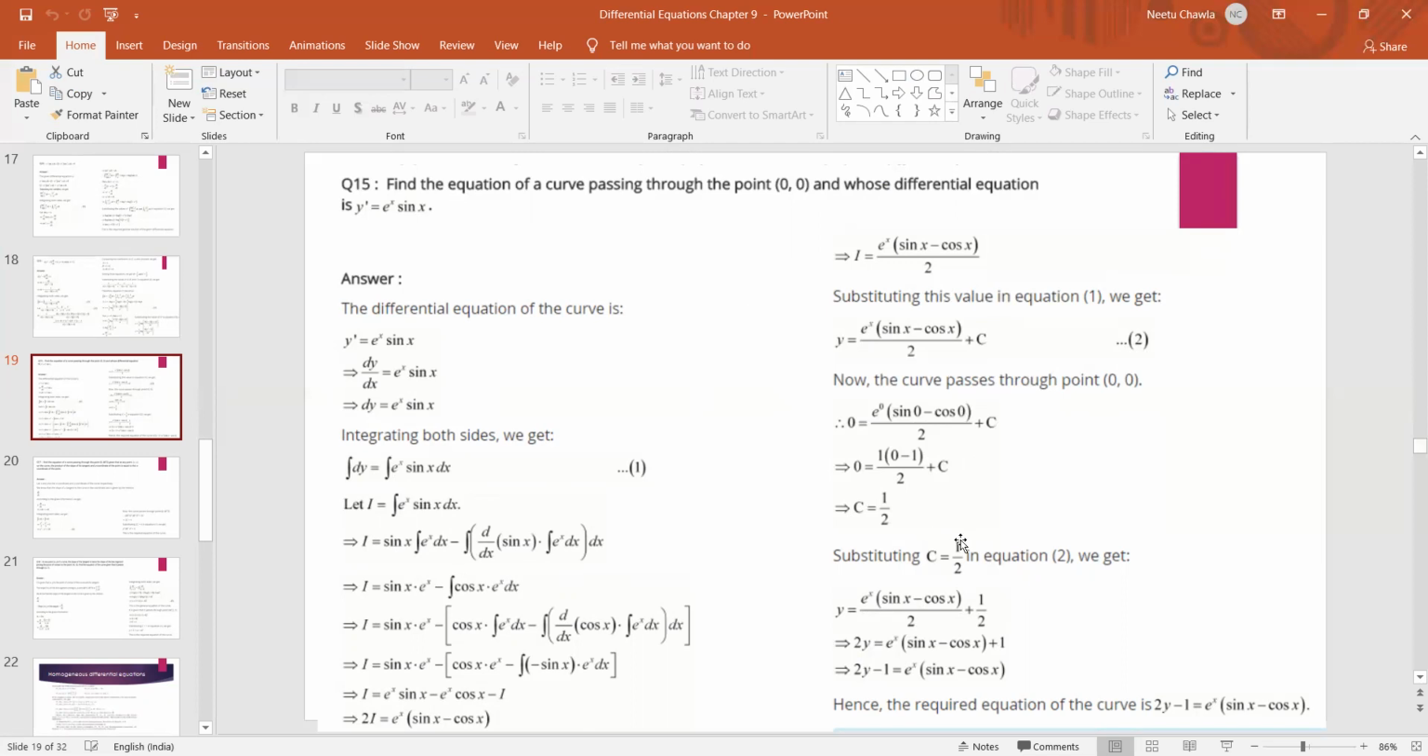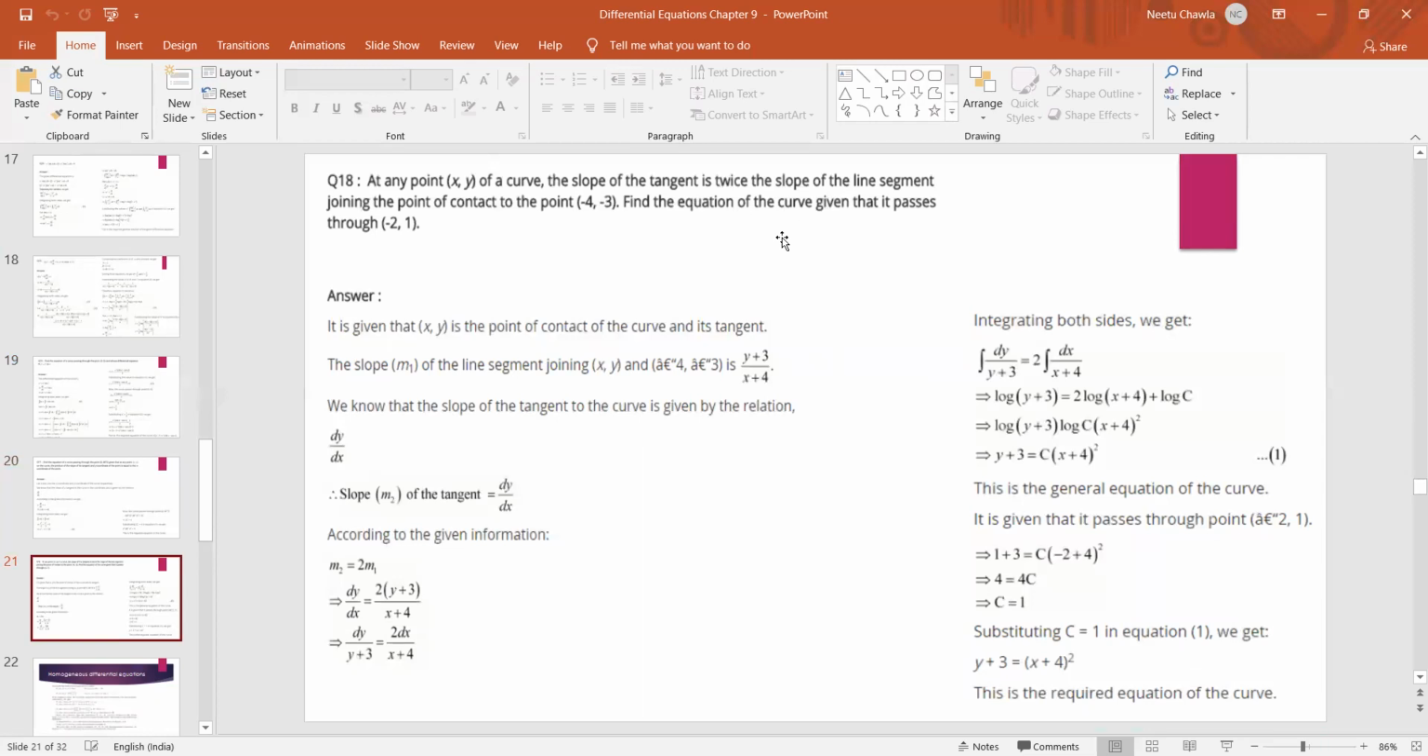Right? Now this value of c we will be putting in equation number 2 so that we can get the final answer. See here, substituting 1 upon 2 and taking just LCM. After LCM, I am getting 2y minus 1 is equal to e to the power x (sin x minus cos x). So whenever it is given like this also, they might not be giving you directly that x is equal to this when y is equal to this. So you have to understand the question that this 0, 0 means you have to find the particular solution of the given differential equation.